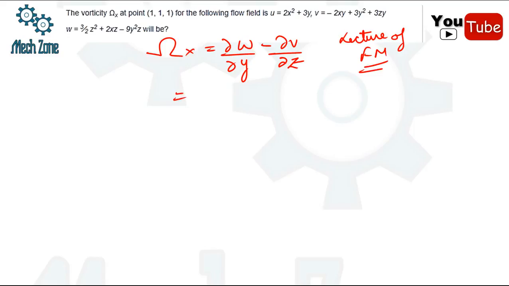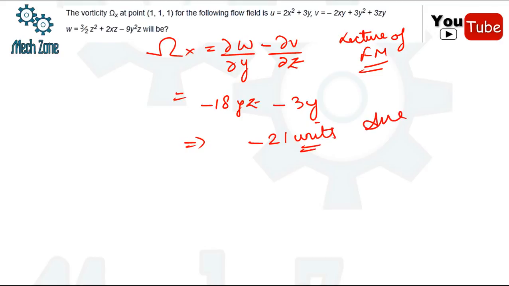So from here when we solve this, it will come out to be minus 18yz minus 3y. If we calculate this at the point 1,1,1, then it will come out to be minus 21 units. So the vorticity at the point 1,1,1 is coming out to be minus 21 units.